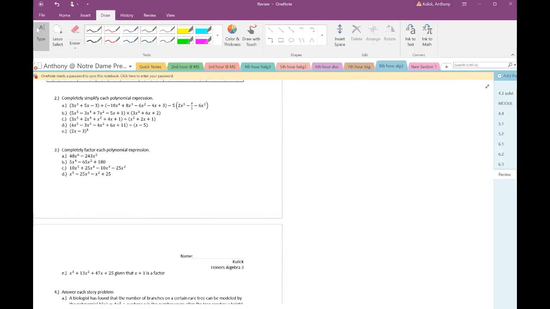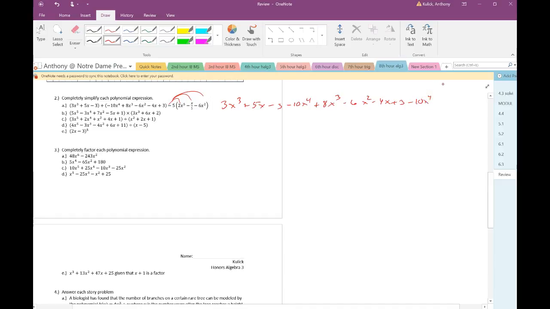The next one asks us to simplify each polynomial. So the operation that I'm doing becomes really important here. Notice the first expression is just adding and subtracting. So when there's addition, I can just kind of ignore any parentheses. So I have 3x cubed plus 5x minus 3 plus, well, instead of writing plus negative, I'll just write minus. I'm just writing that one down. And then we'll just distribute this -5 through.